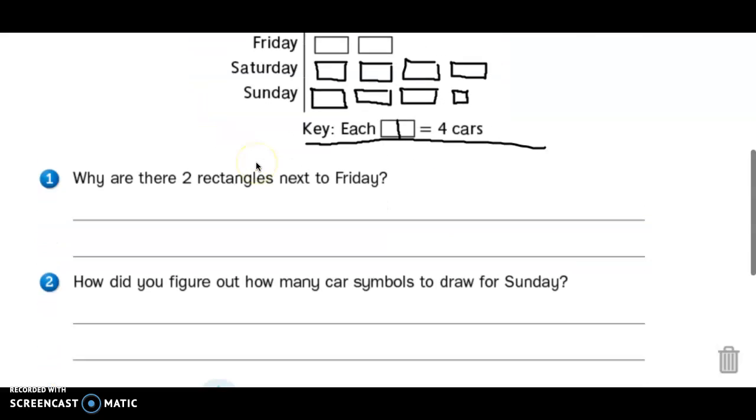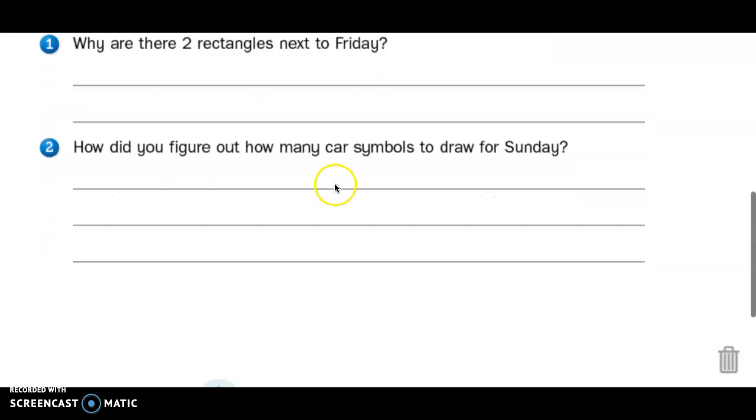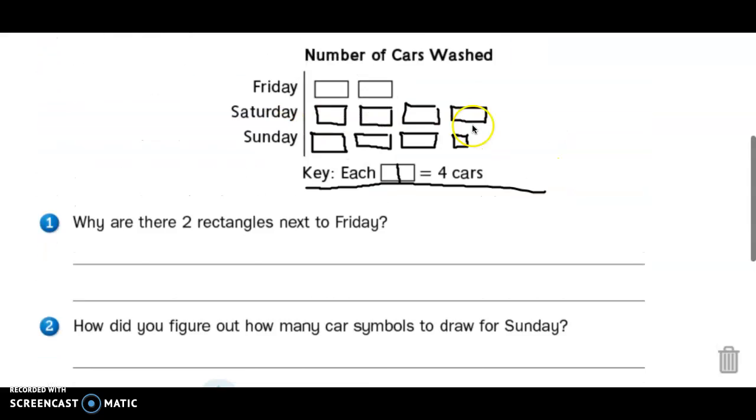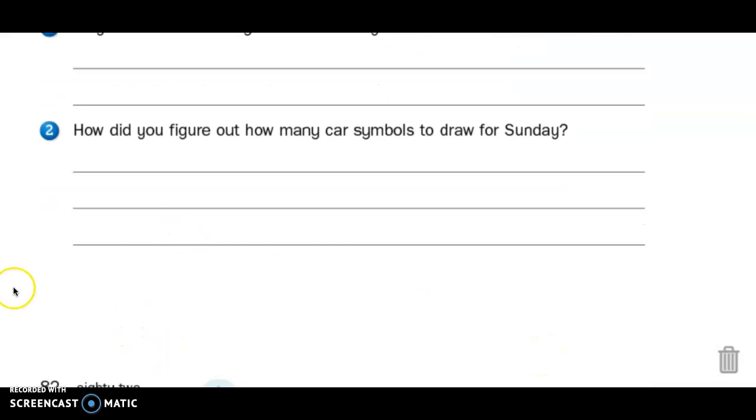Why are there 2 rectangles next to Friday? Why do we have 2 there? How did you find out how many car symbols to draw for Sunday or 14? Go ahead and answer these, then meet me on the next page.